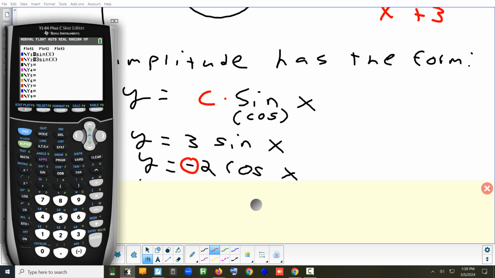All right, so what does a graph look like when you flip it? Well, let's just do 3 sine x, and then we'll flip it. -3 sine x. Okay, so here's an original, and here's what you get when you flip it. When you flip it, the high point becomes the low point, and then the low point becomes the high point. Everything switches place.